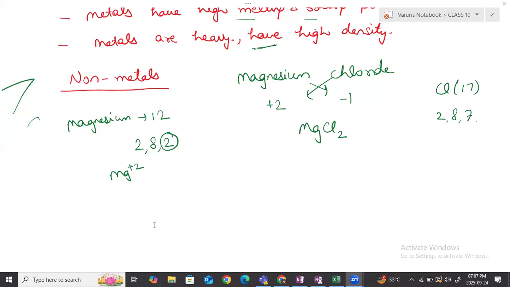Yes, we are going to start a topic, that is non-metals. So first we have to discuss the physical properties of non-metals.